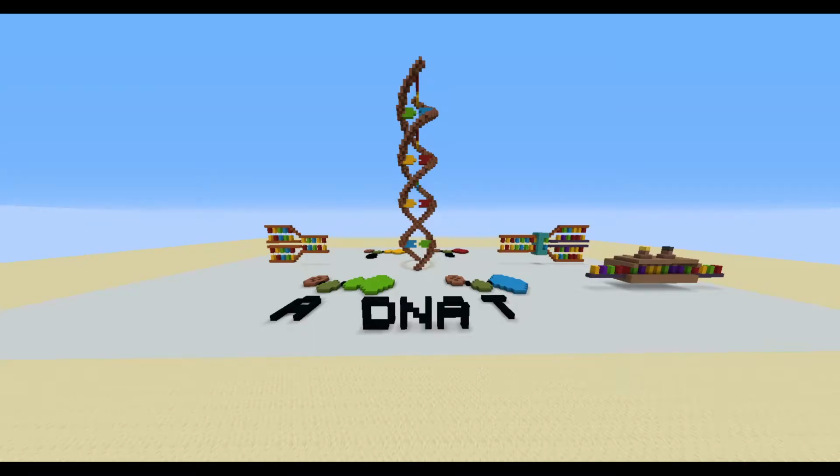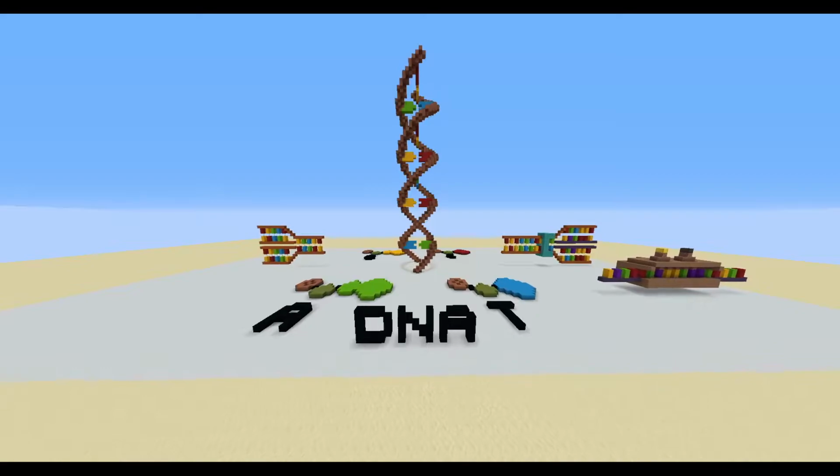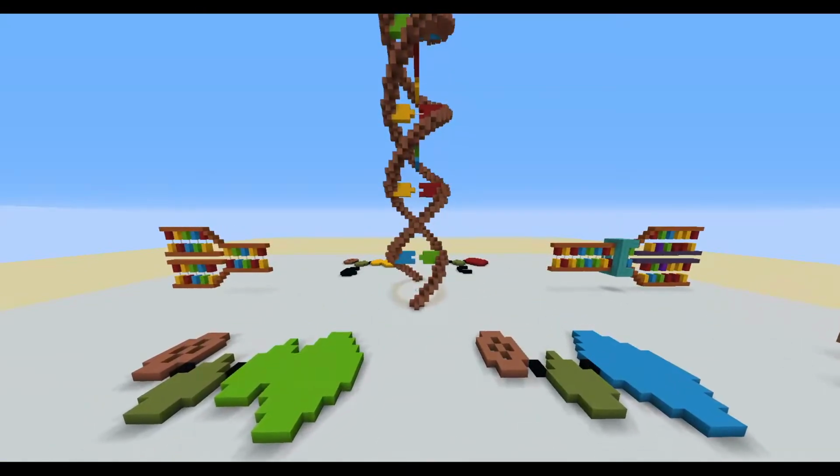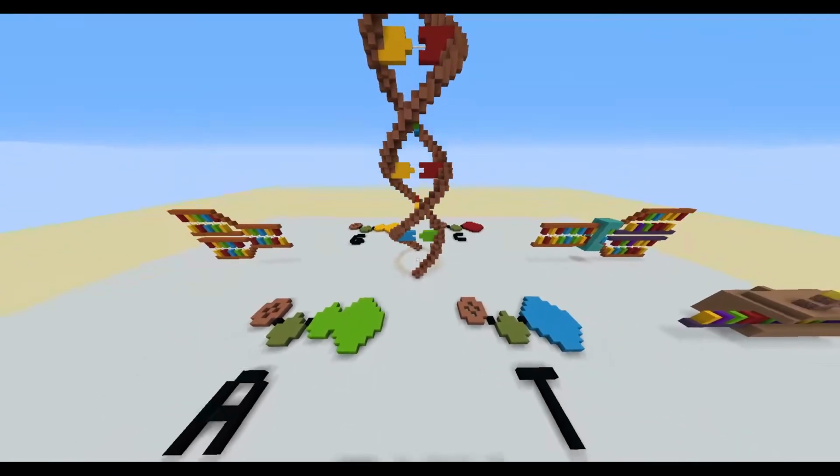Good morning. In this video we are going to explain the structure of DNA using a 3D model made in Minecraft. But to begin with, what is DNA? Deoxyribonucleic acid, also known by the acronym DNA, is a nucleic acid that contains the genetic instructions used in the development and the functioning of all living organisms and some viruses. It's also responsible for hereditary transmission.